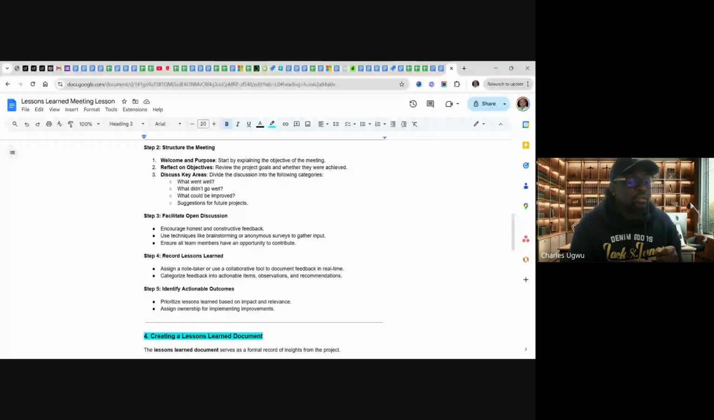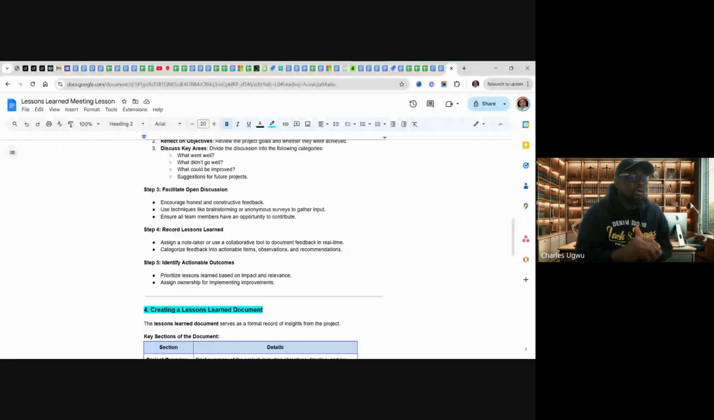All right, and then categorize feedback into actionable items, observations, and recommendations. And then number 5, identify actionable outcome. Prioritize lesson learned based on impact and relevance. Assign ownership for implementing improvement.